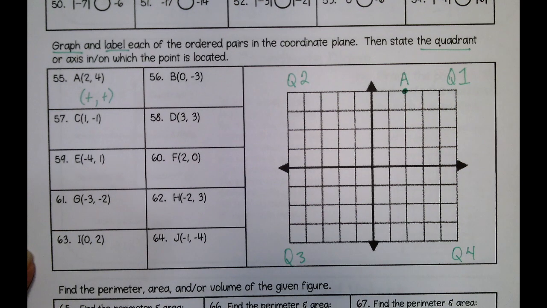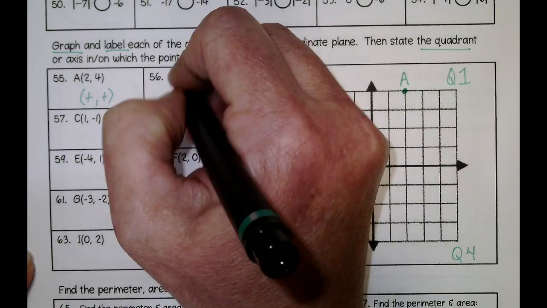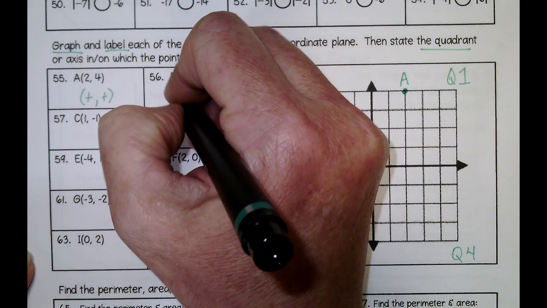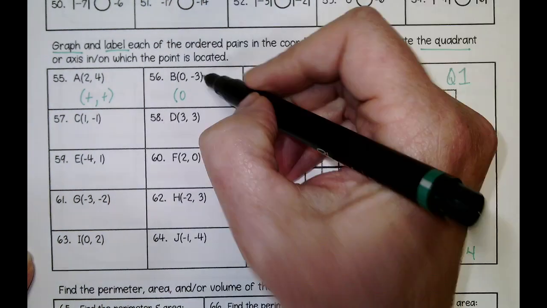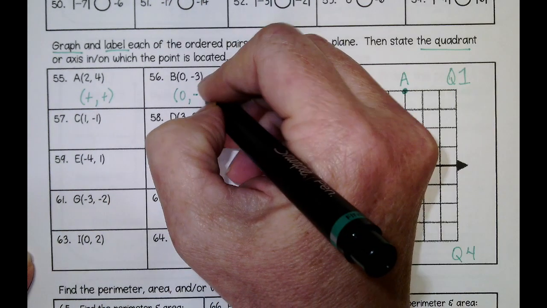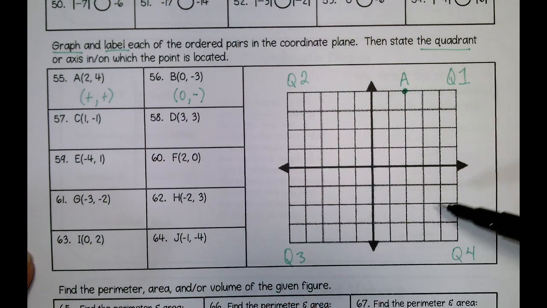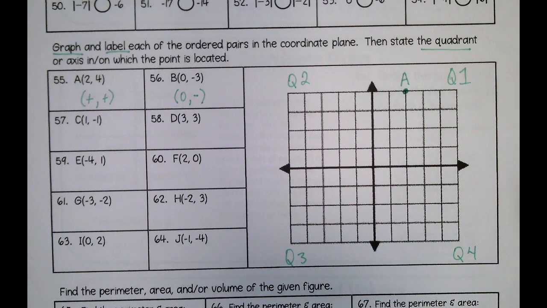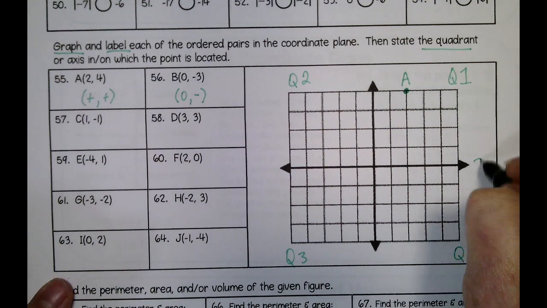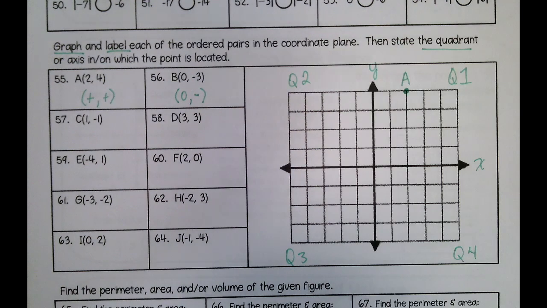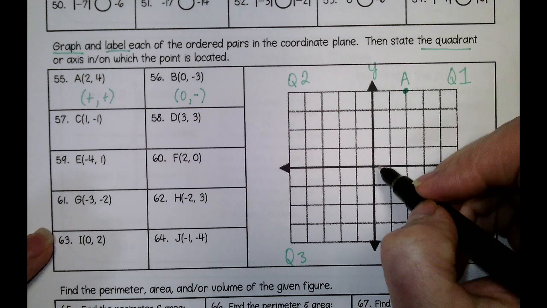Now for number 56. 0, negative 3. Well, 0 is neither positive or negative, so we're just going to write it. But 3 is negative. So this is not in any quadrant. This is going to fall on the X or the Y axis. Which one is it going to fall on? Is it going to be the X axis or the Y axis? Where's that point going to be at? All right, I hope you said the Y axis.